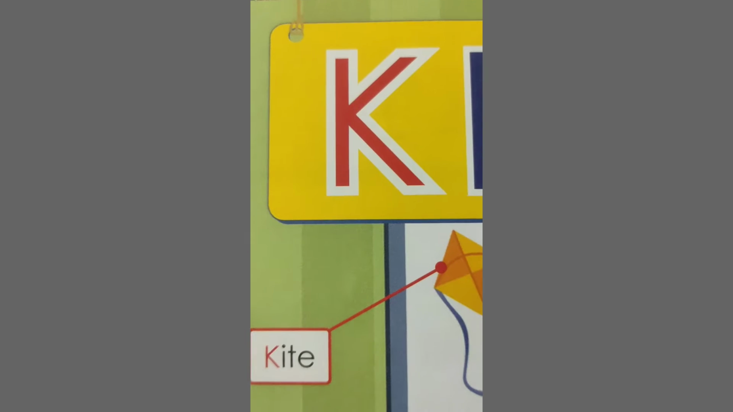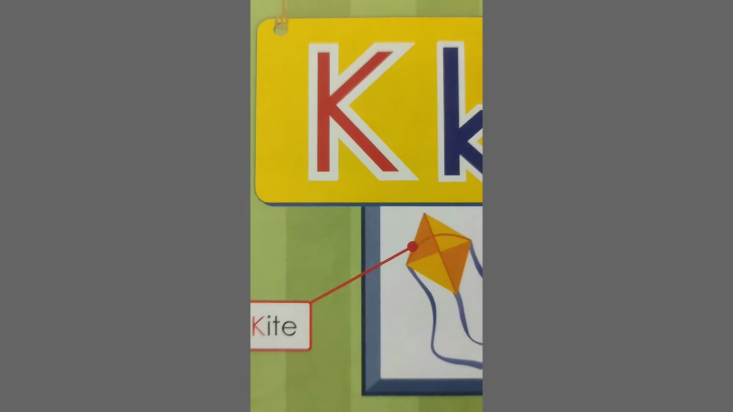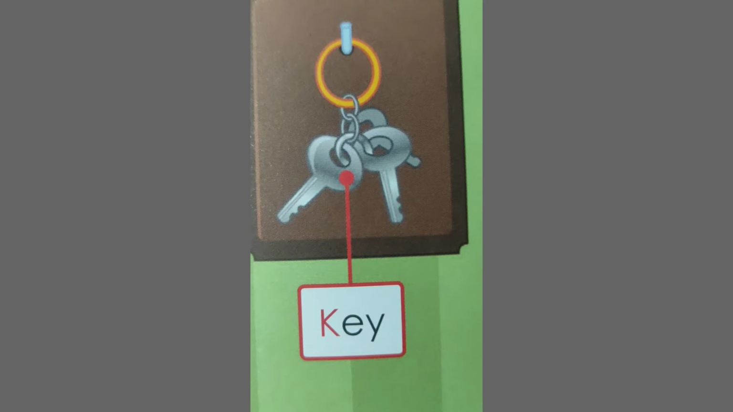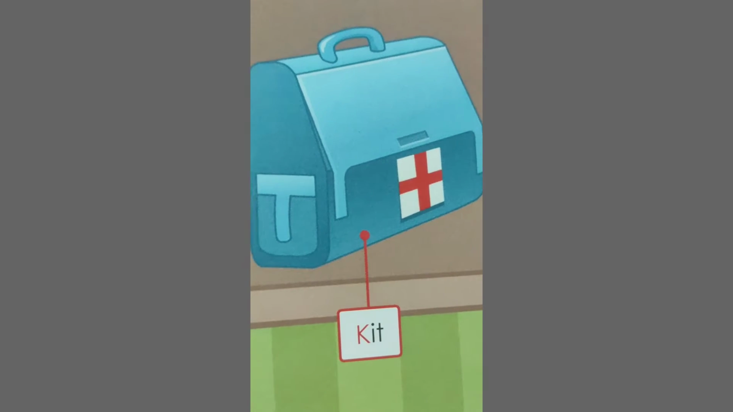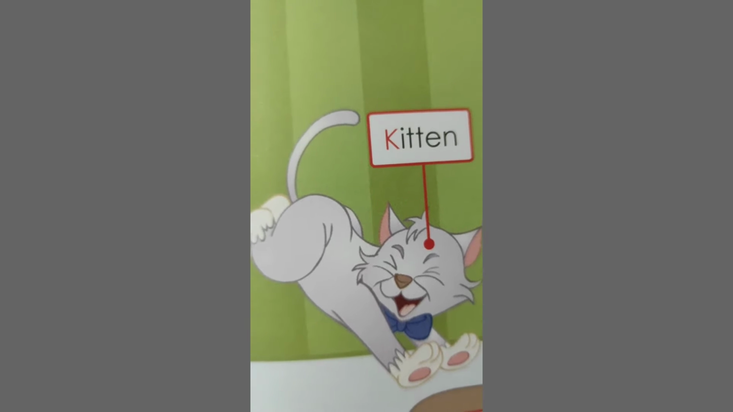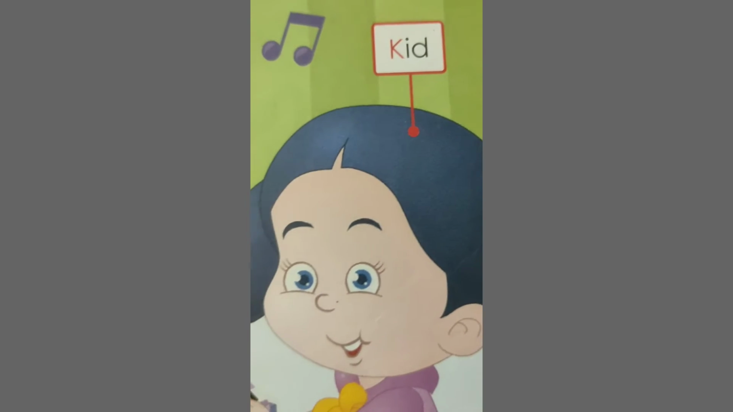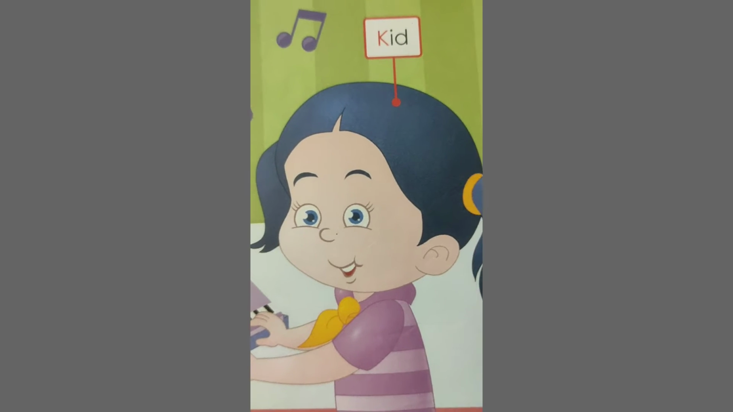K, K, kite. See, this is the picture of K, K, kite. Next is K, K, key. See, what is this? Key. Now see, K, K, kit. Okay? K, K, kitten. See, this is the kitten.